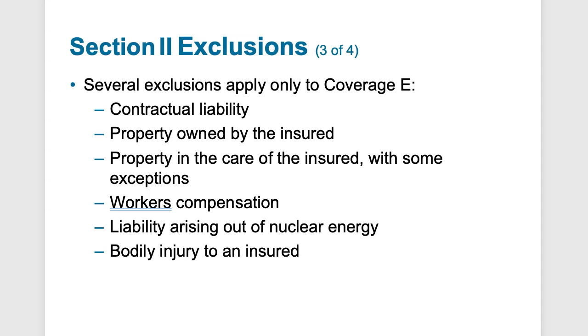Property owned by the insured. So if your own property is damaged, you will not be insured in Part E. Property in the care of the insured, with some exceptions, will not be covered in Part E. Workers' compensation usually is not going to be covered, because that should be the person's own workers' compensation policy that covers them. Any liabilities arising from nuclear energy or bodily injury to the insured will be excluded from coverage of Part E.